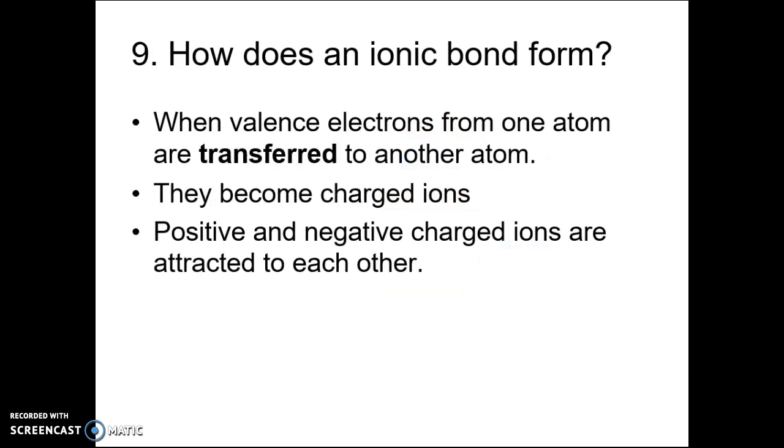Question 9 asks, how does an ionic bond form? Well, ionic bonds form when valence electrons from one atom get transferred to another atom. When that happens, the atom that lost an electron becomes positively charged because now it has one less negative charge. It has more positives than negatives. The atom that gained an electron becomes negatively charged because now it has more negatives than positives. So you have a cation and an anion forming, and those two opposite ions are attracted to each other because we know that opposites attract.